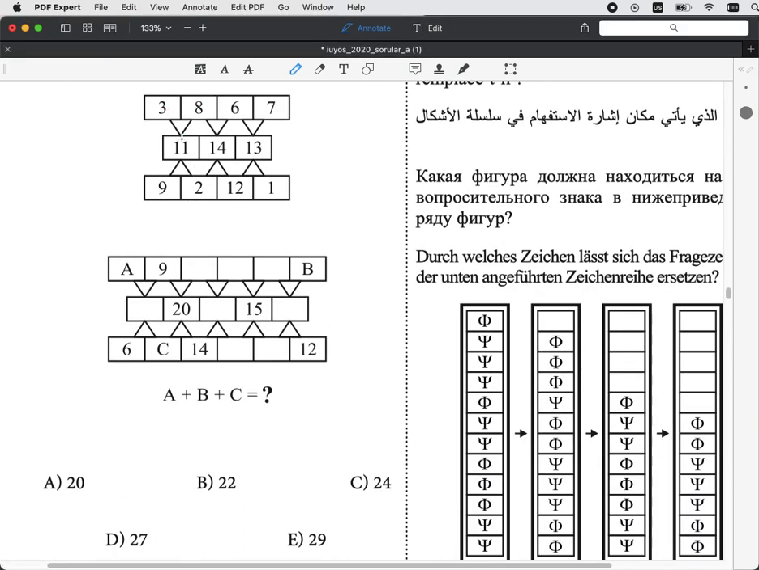3 plus 8, 11. 8 plus 6, 14. And 6 plus 7 is 13. 9 plus 2 is 11. So you recall this way. So we will start from here.